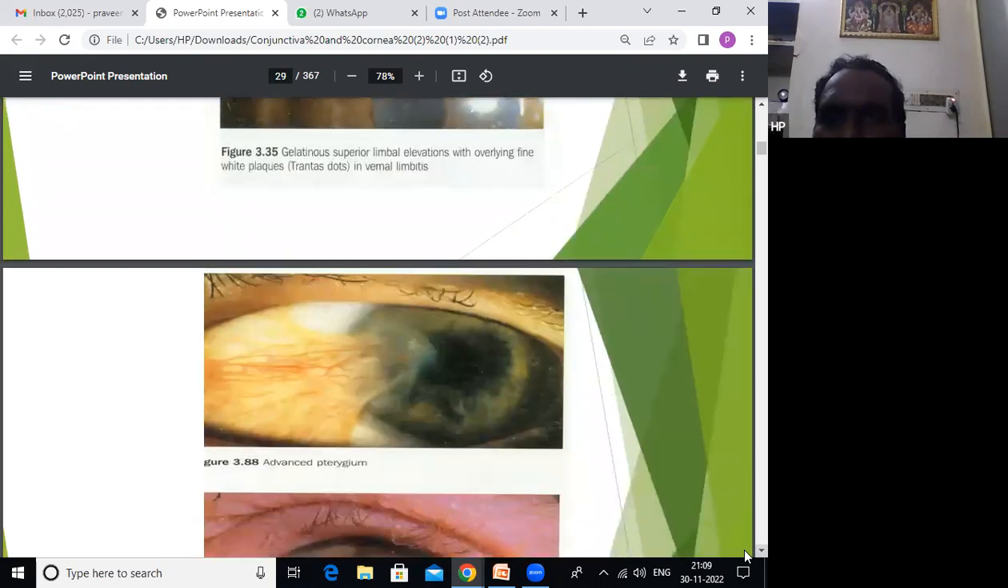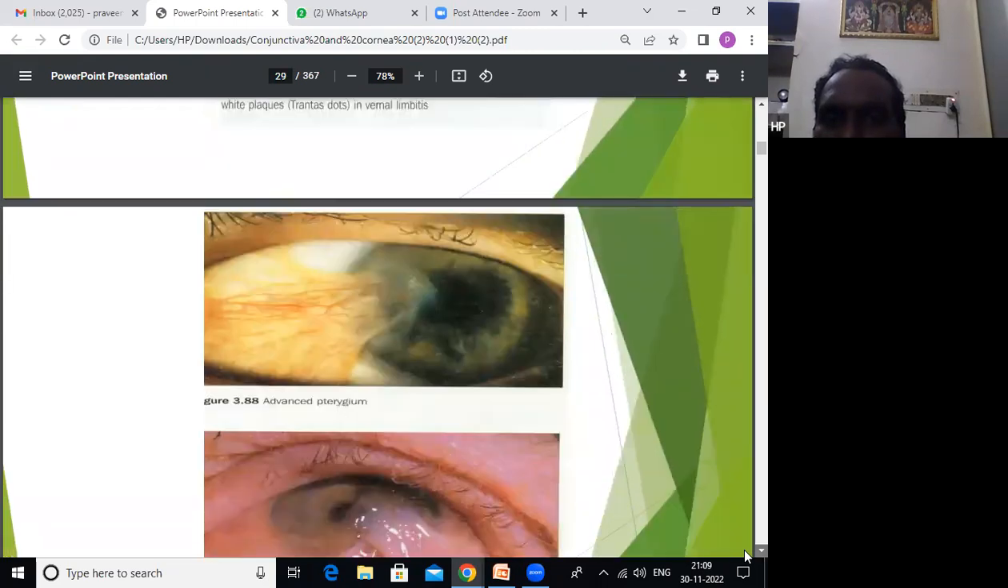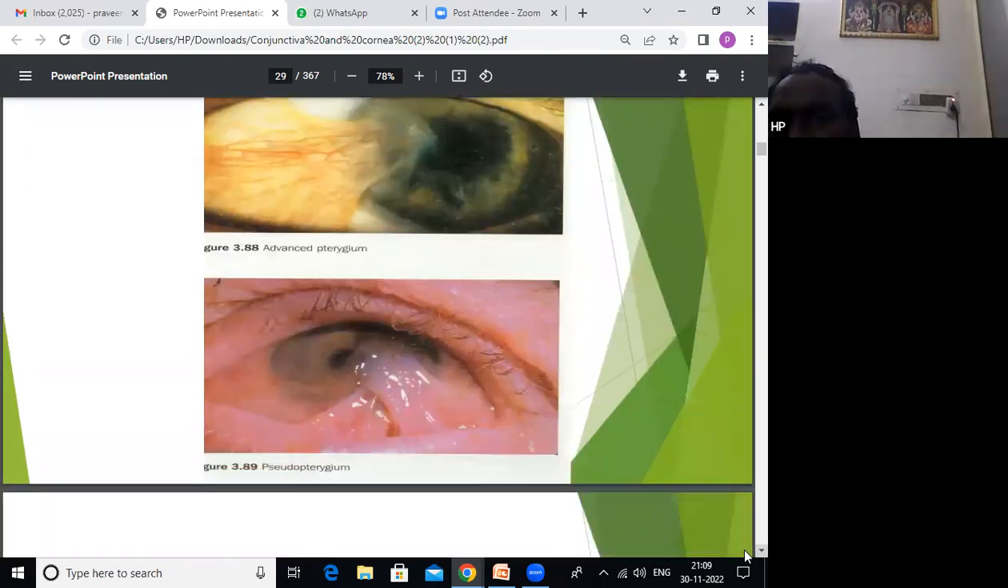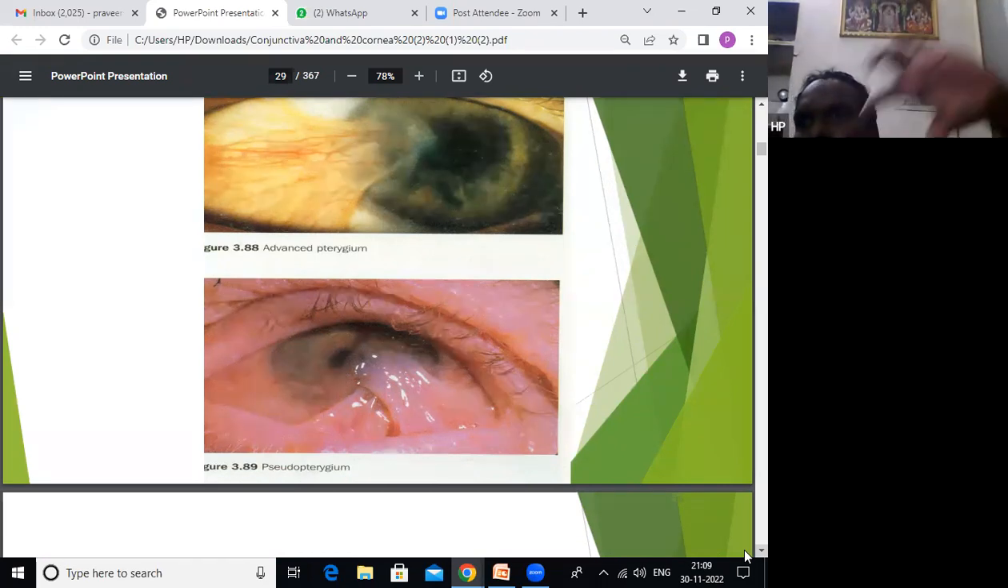This is a photograph showing an advanced pterygium. Here again, there's a pseudopterygium. See, there's a difference between the first photograph and the second photograph. The first photograph is growing straight. The second photograph is coming from somewhere else, down onto the cornea. That itself says it's a pseudopterygium.